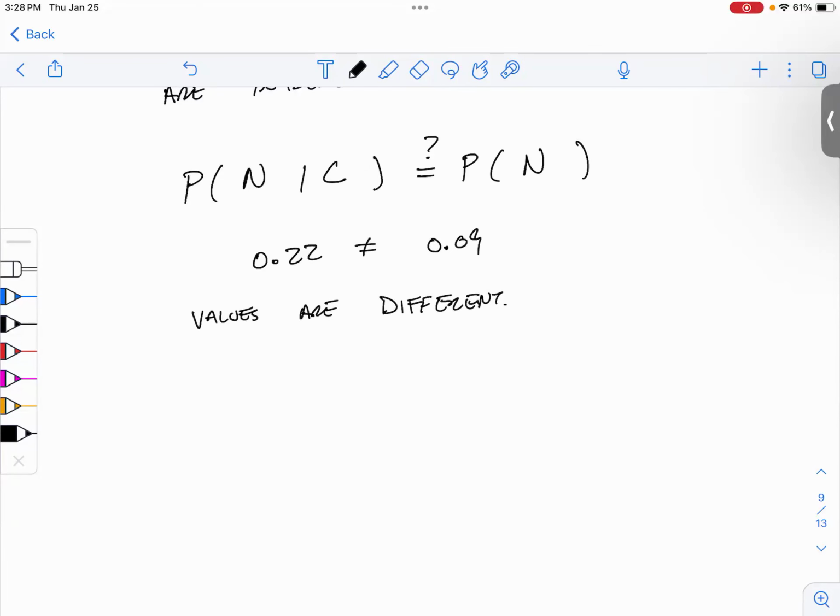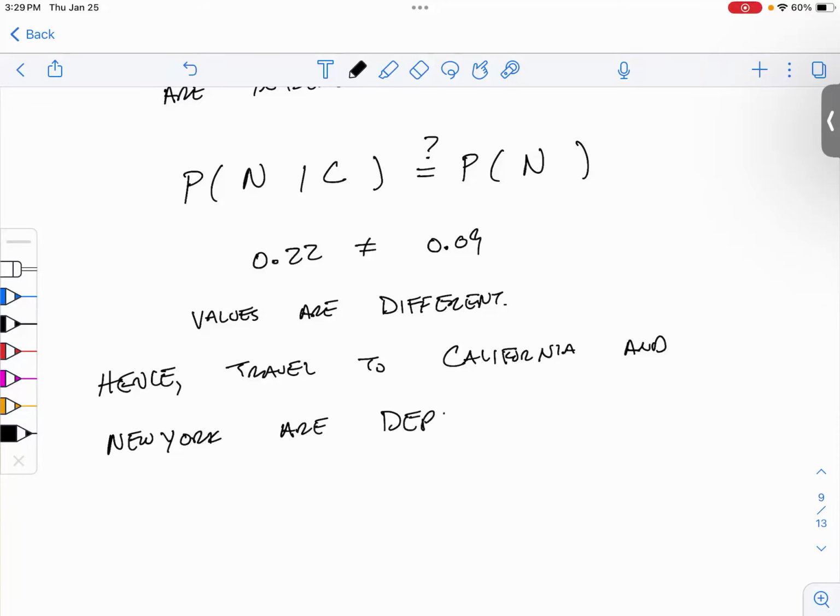All right, so the values are different, hence travel to California and New York are dependent events. And this one is pretty easy. Different, dependent. DD. Values different, they're dependent. Values are the same, independent.